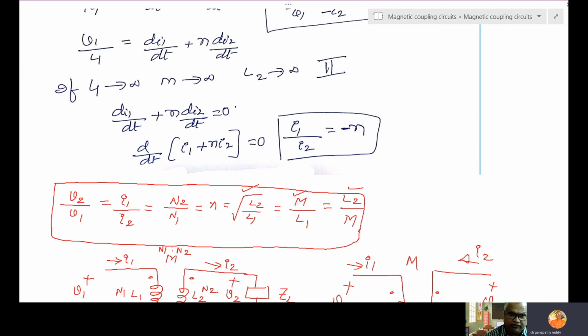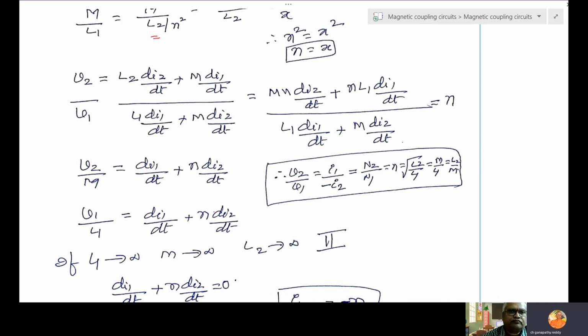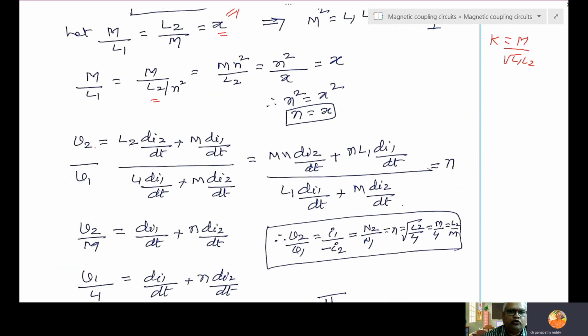Then V2 by V1 is also equal to N. How to prove that? V2 coupling equation: V2 equal to L2 di2 by dt plus M di1 by dt. This is a coupling equation already done. V1 equation also: L1 di1 by dt plus M di2 by dt. So V2 equation, V1 equation. I am taking V2 by V1, so this by this.